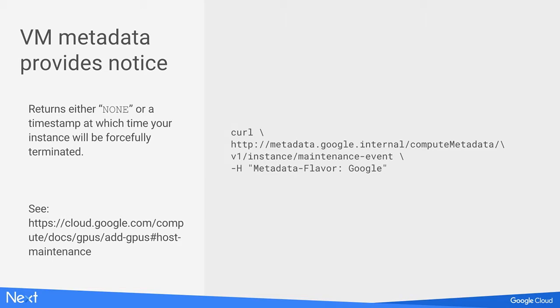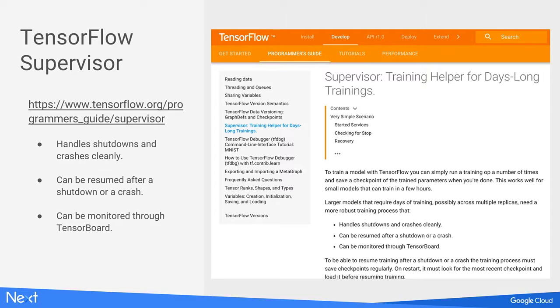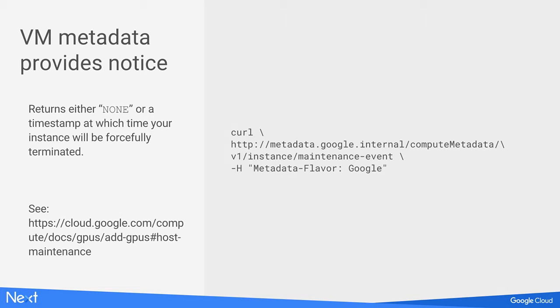If you watch the VM metadata, you can see that if you run this command, you'll get a none if maintenance is not scheduled, or you'll get a timestamp that says when the maintenance is going to happen. And so based on that timestamp, you can either reboot right away and get a new machine, or you can checkpoint what you're working on, save it, and bring it back up in a new instance. And I should have mentioned that the information about how to do that is online in this link.